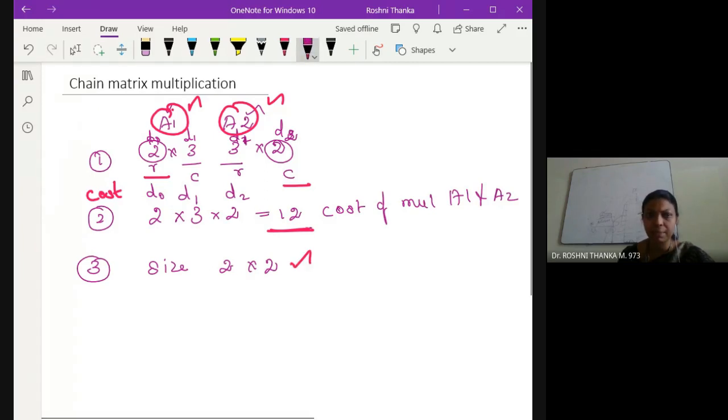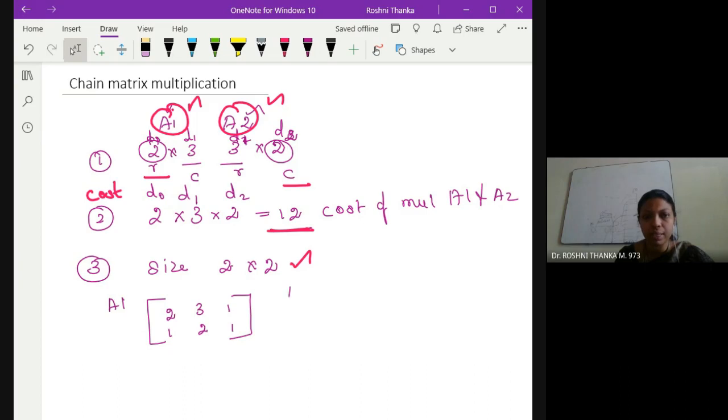Let's see an example. The first matrix, A1, is of size 2 cross 3. What does 2 cross 3 mean? 2 rows and 3 columns. Say, for example, 2, 1, 3, 2, 1, 1. So you can see 2 rows are there, and 3 columns: 1, 2, 3. So this is the matrix A1.